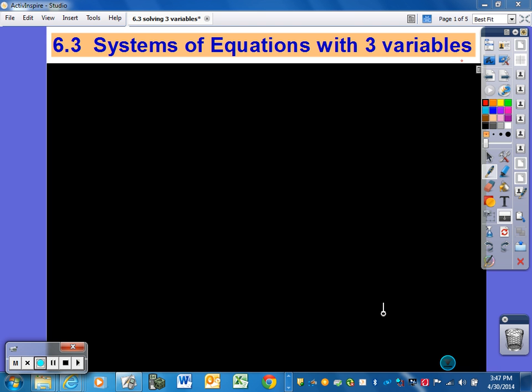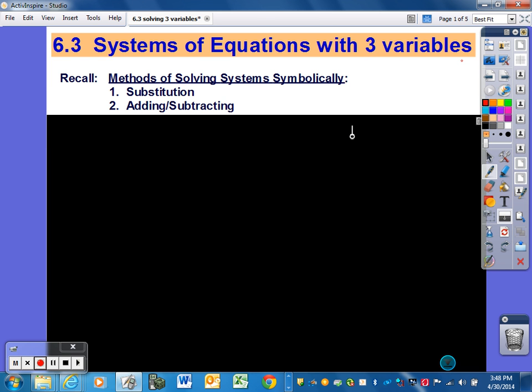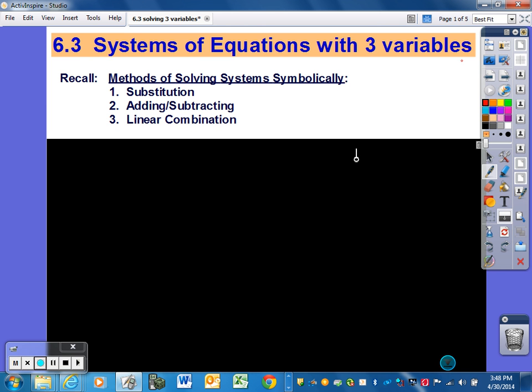Today we're going to be talking about systems of equations with 3 variables and 3 equations. Up to this point in your past, you should have been doing systems of equations with 2 variables and 2 equations. So just as a quick review, the methods you would use to solve that are substitution, or adding and subtracting, or linear combination. And you will have to recall how to do these methods in order to solve a system with 3 variables and 3 equations, because you're going to get it down to 2 variables and 2 equations.